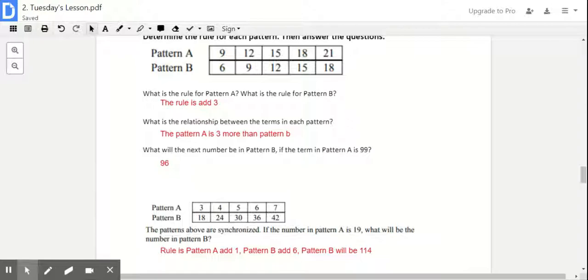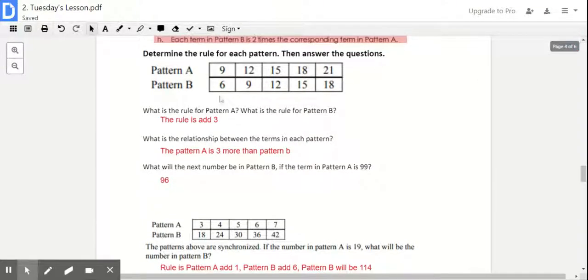Okay? So what is the relationship between the terms in each pattern? So this is when we have to look at each term, corresponding term, okay, to figure out what this relationship is. Okay, so I know that if I'm going down and trying to figure out this relationship, that pattern A is 3 more than pattern B for each row. So, well, each column. So I know that 6 plus 3 is getting me to 9. 9 plus 3 getting me to 12. 12 plus 3, 15. Okay? So on and so forth.